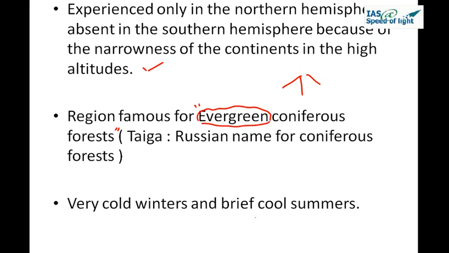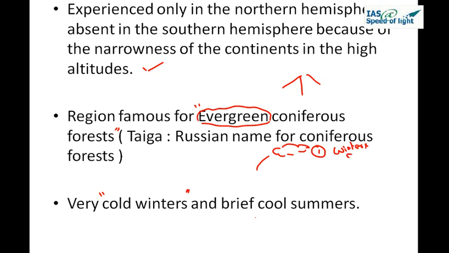So as we have said, very cold winters and brief cool summers. So very, very cold winters. And now as this is the interior of the continent, so precipitation also we can expect to be light. But now this is distributed uniformly throughout the year because of two things. The first thing is, in winters we are going to have snow.